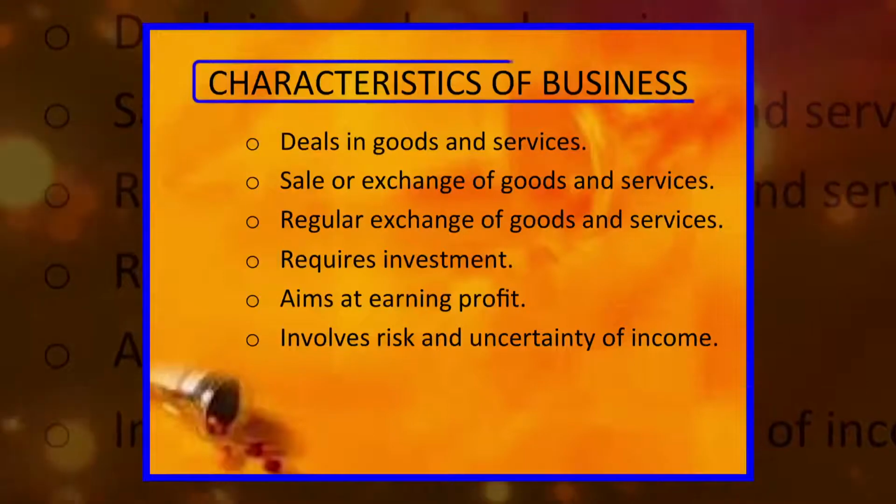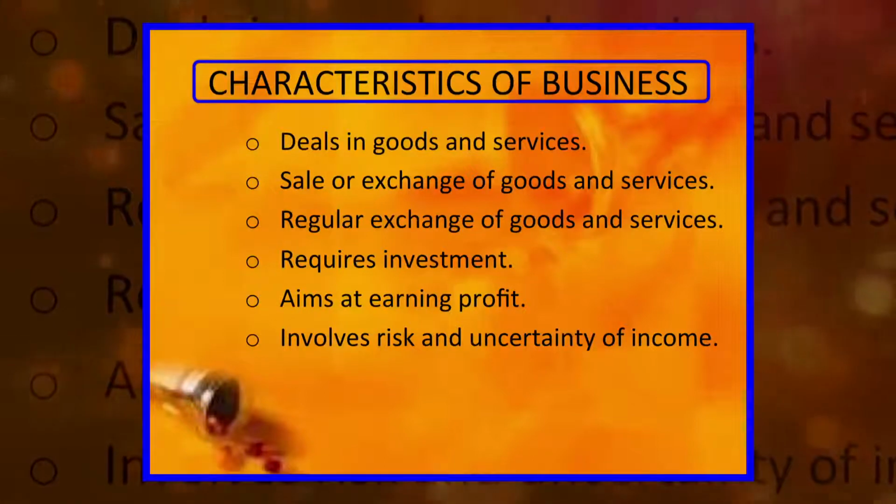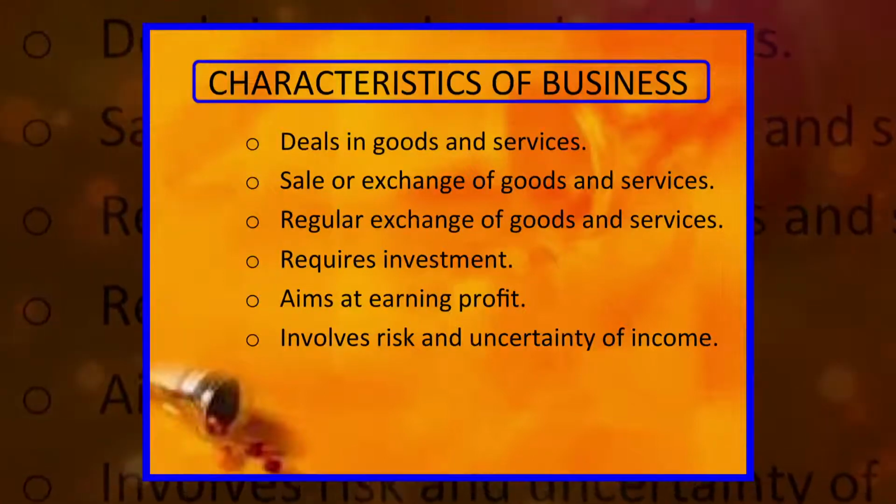If we talk about the characteristics of business, the essential characteristics of business are: it deals in goods and services. There is a sale or exchange of goods and services. There is a regular exchange of goods and services. It requires investment. It aims at earning profit. Dear learners, now you understood that business is a human activity which is aimed to earn profit and it is done on a regular basis. Features of business include it deals with goods and services, there involves sale or exchange of goods, the business is done on a continuous basis and there is risk involved in it.